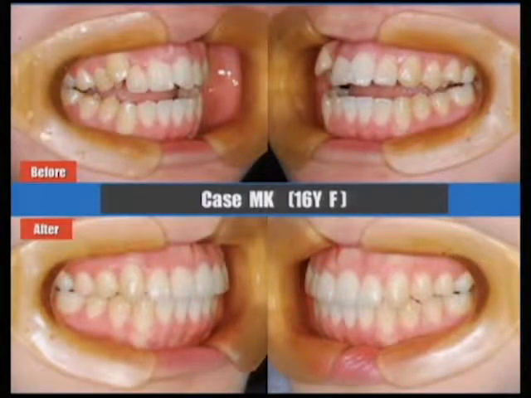Recently, my clinical skill has improved a little to correct the open bite without extracting bicuspids. This is a non-extraction case, which is more difficult than the extraction cases. I will show you this case soon.